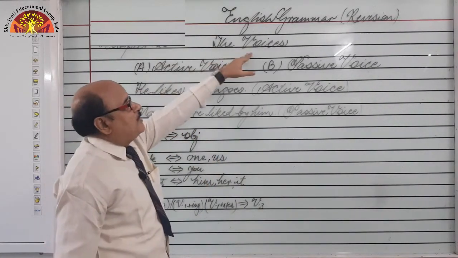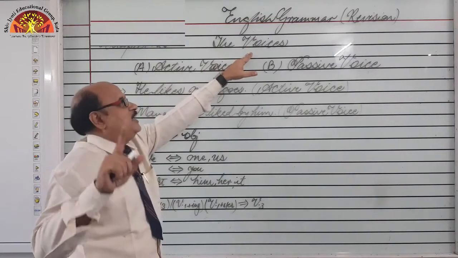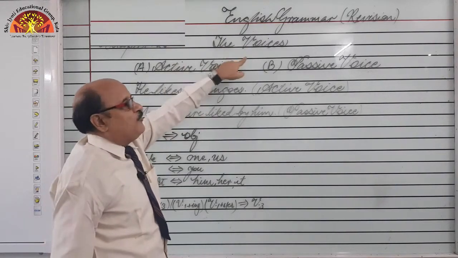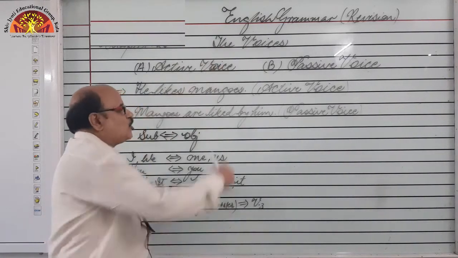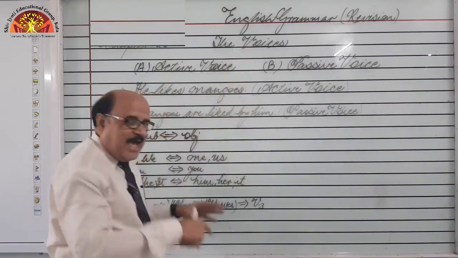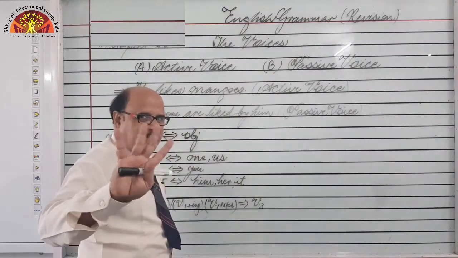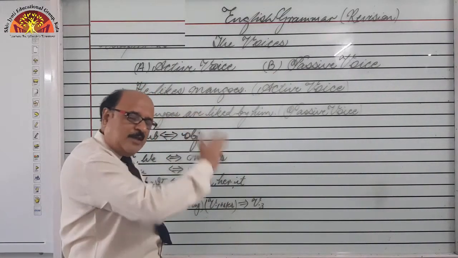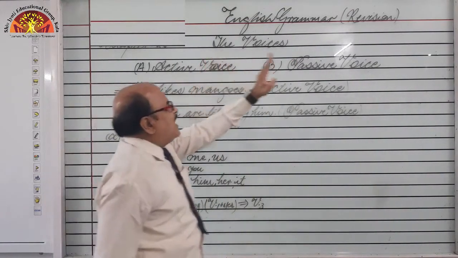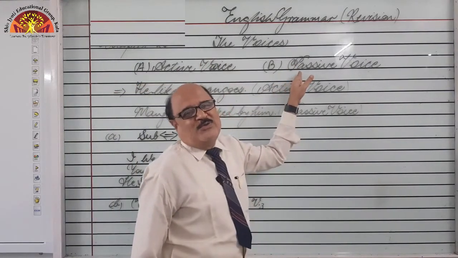Right? The name of the topic is voices. Don't get confused. In the book this may be active voice and passive voice, but the main topic is voices, and then we have to write active voice and passive voice. So please do not get confused. The thing is the same, okay? So we are going to learn what active voice is and what passive voice is.